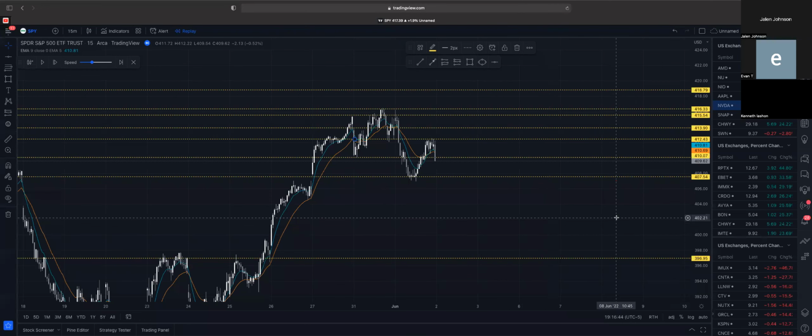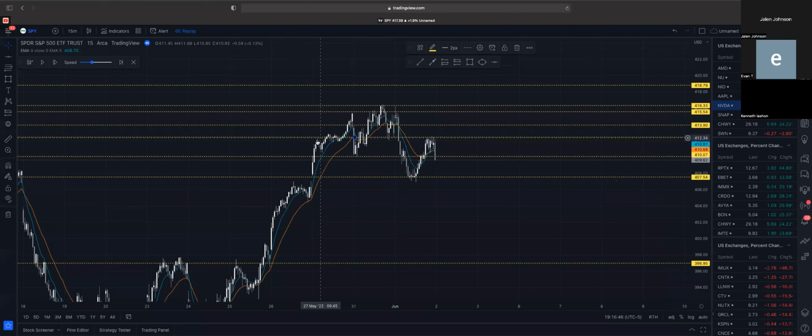Okay, so now we officially have our levels, right? You see, I'm looking for swing highs and swing lows, pretty much just significant levels. Don't overcomplicate this step. So next, what you want to do is, now remember, you're waiting for the market to open.